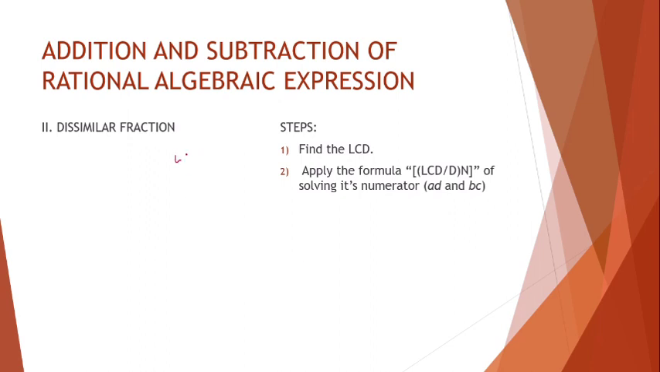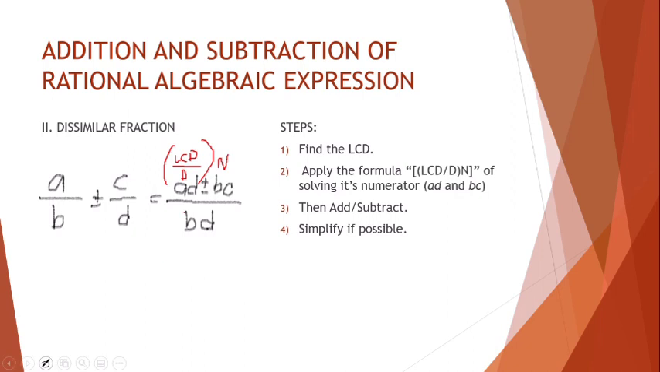So, LCD divided by denominator, then times numerator. Okay? Then subtract. Simplify if possible. Ito ang formula. So, pag ganito at iba ang denominator, find the LCD.